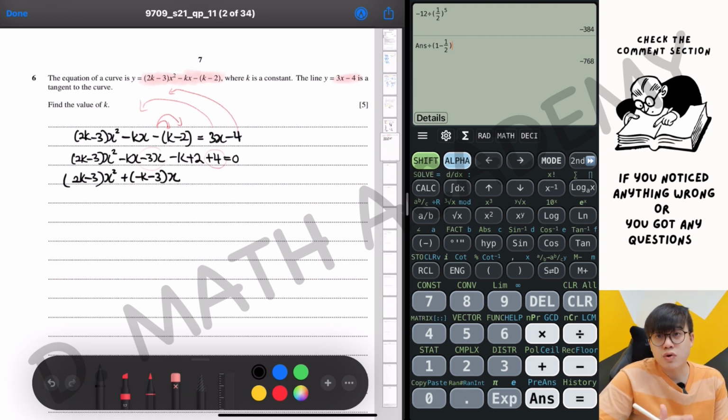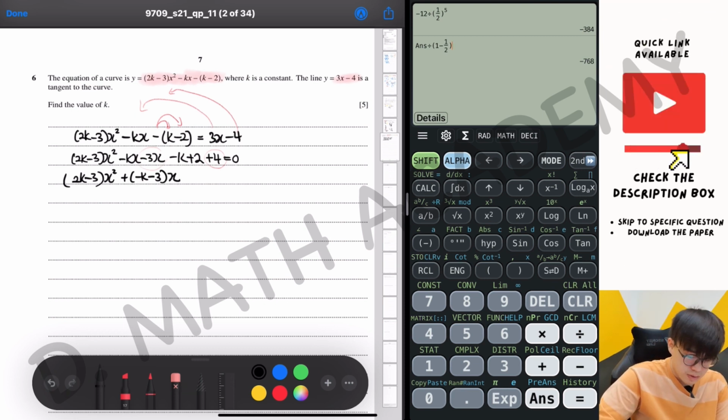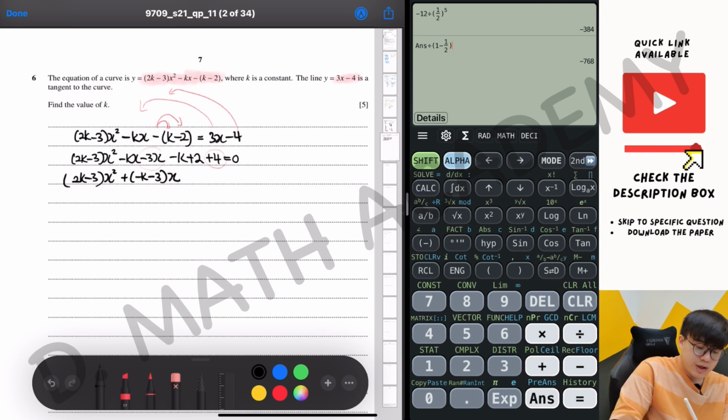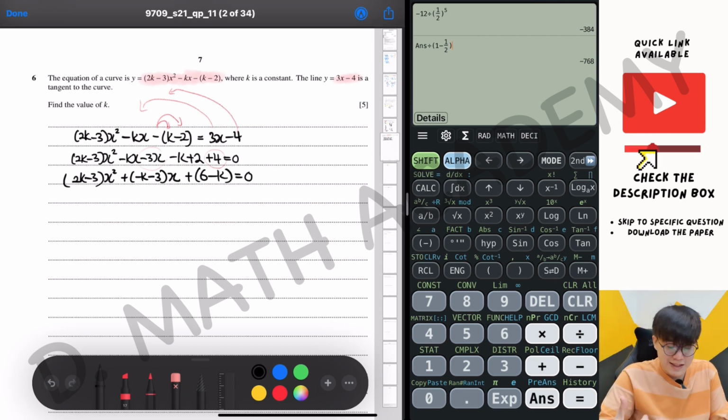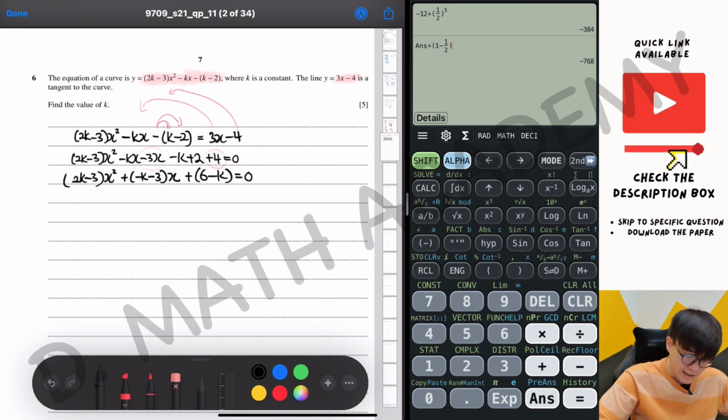By doing so, my a, b, c's value will be as accurate as possible. And then we have a 6 minus k at the back. So just put it like this. Now everything is much more organized. And from here, we can trace our k's value by using b squared minus 4ac.